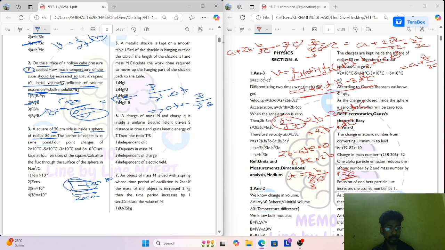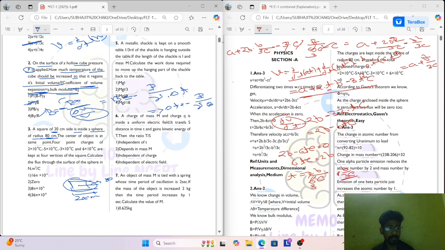4 point charges, 2 microcoulomb, 5 microcoulomb, minus 5 microcoulomb, minus 3 microcoulomb, plus 6 microcoulomb are kept at 4 vertices of a square. Here one is kept, here one is kept, here one is kept, here one is kept. Calculate the flux through the surface of the sphere. Okay, this is a pretty simple thing.